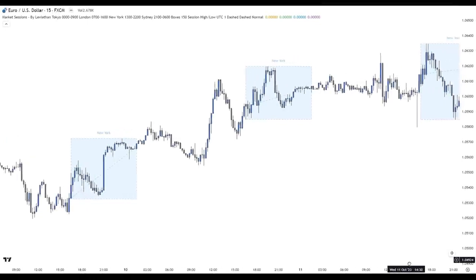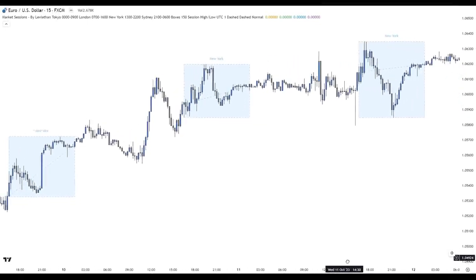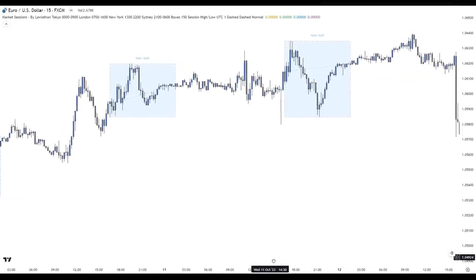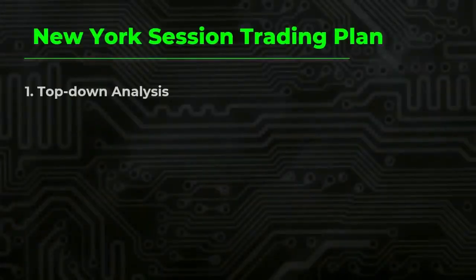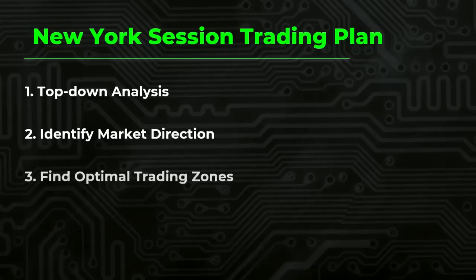Now that you know the characteristics of the New York session, let's dive into technical analysis and trading plan. We have simplified this trading plan into 4 steps. In the first step, we start our trading day with a top-down analysis. This analysis allows us to get a major view of market direction and key levels of market structure.